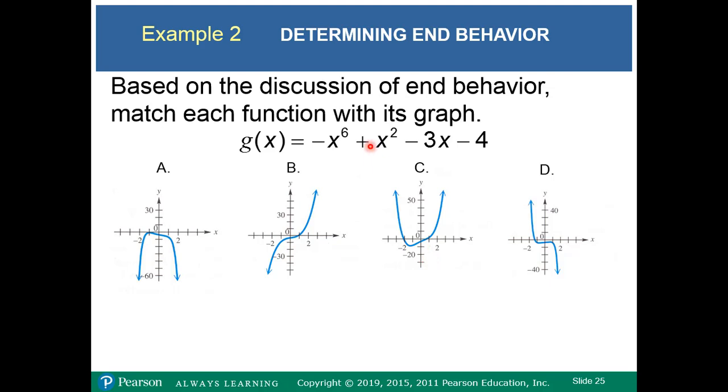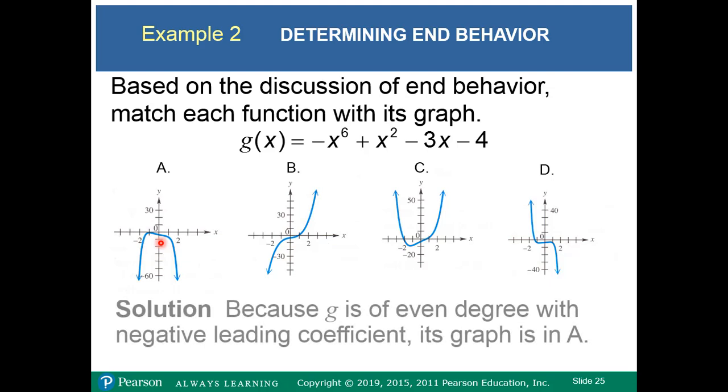Now what about this one? Here we have even degree, so that's the largest exponent here. So even degree with a negative a. This is negative 1, so a is negative and the degree is even. That means they're both going in the same direction, but they're going downward. And so the answer here would be A. A is the only one that makes sense.